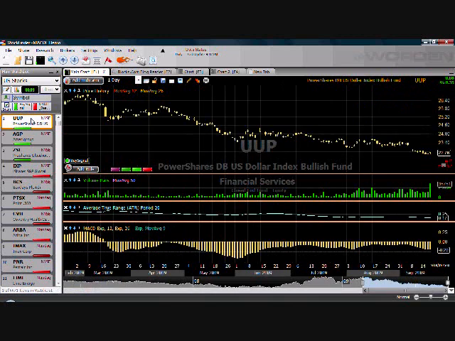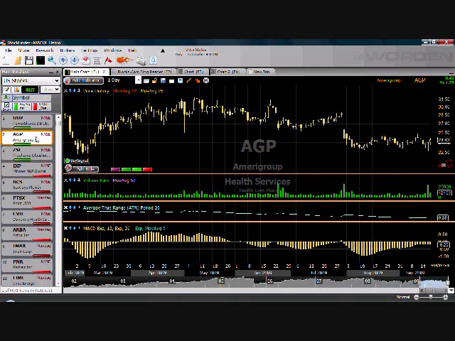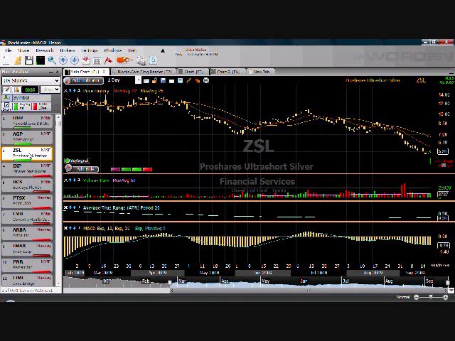So if I click on UUP, we can evaluate that, oh, this is the ETF for dollar index bullish fund, and it's had several buy signals. We can tell by these green squares, and right now at the right edge of the chart there is another buy signal. So that's one interesting opportunity. We can also see AGP has an opportunity. It's flagged with a green buy signal, and ZSL, a third opportunity that happens to come up today, and that's the ProShares Ultra Short Silver ETF. So another ETF here rising to the top as it happens on this day.